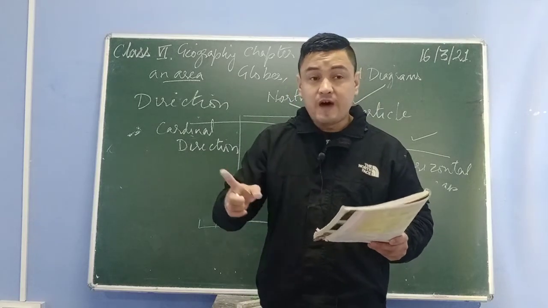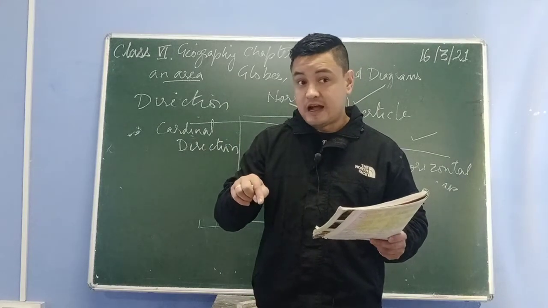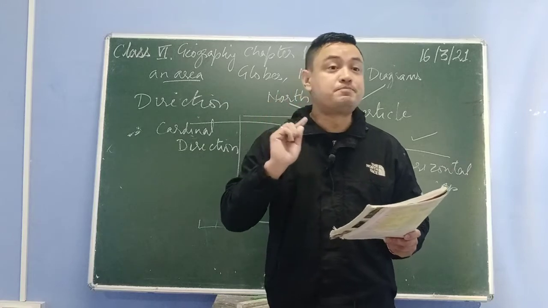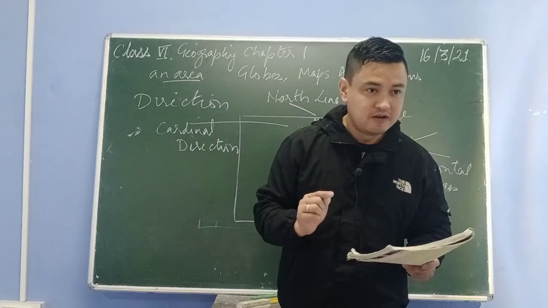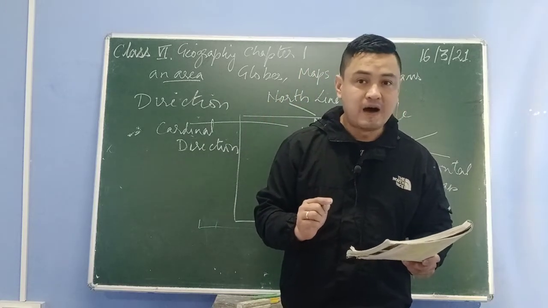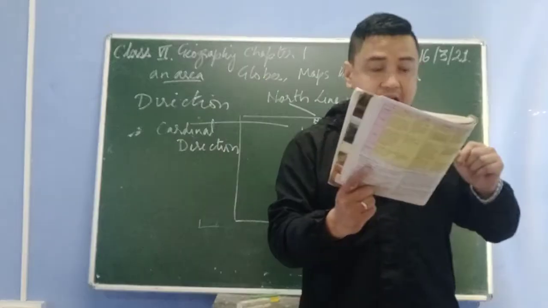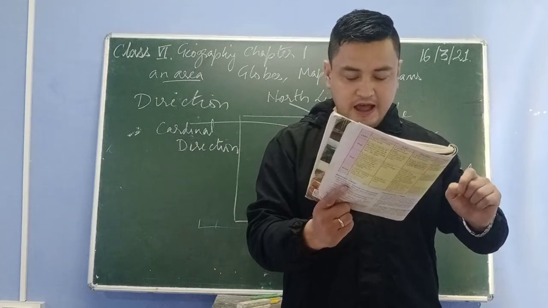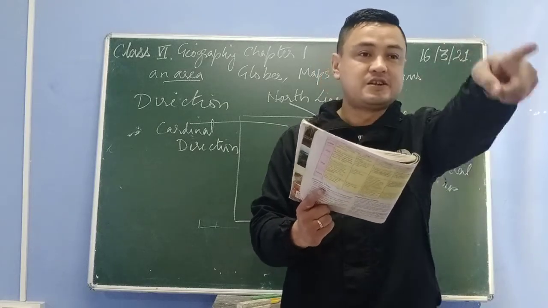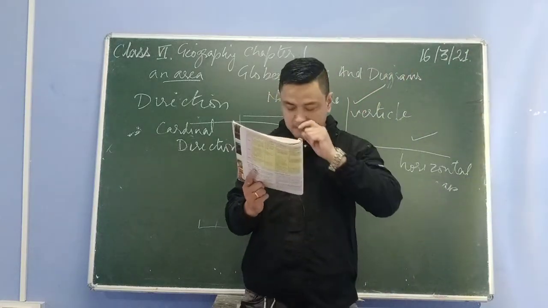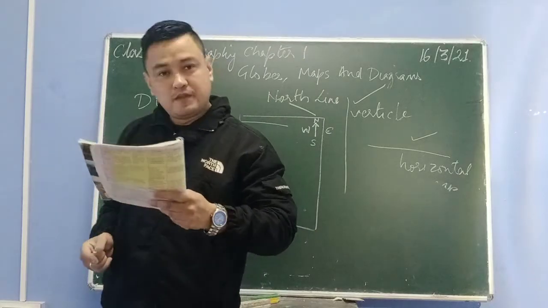So you find in every map that a vertical line is present on the right hand side with an arrow marked with the letter N. Generally, the head of the arrow indicates the north direction, and this is known as the north line. Please underline that one in the book. Okay.